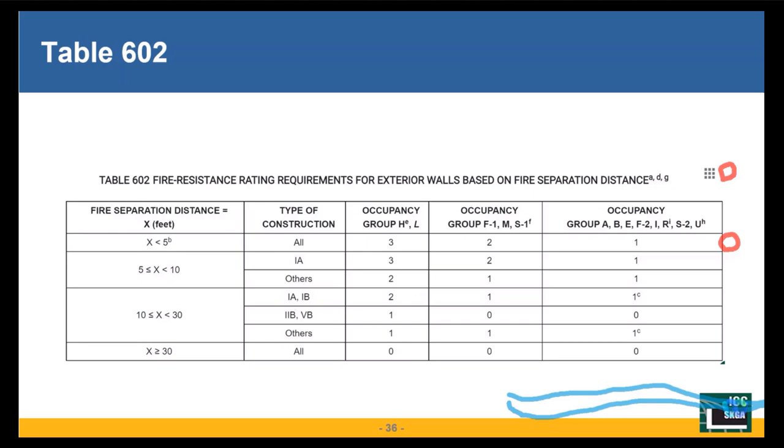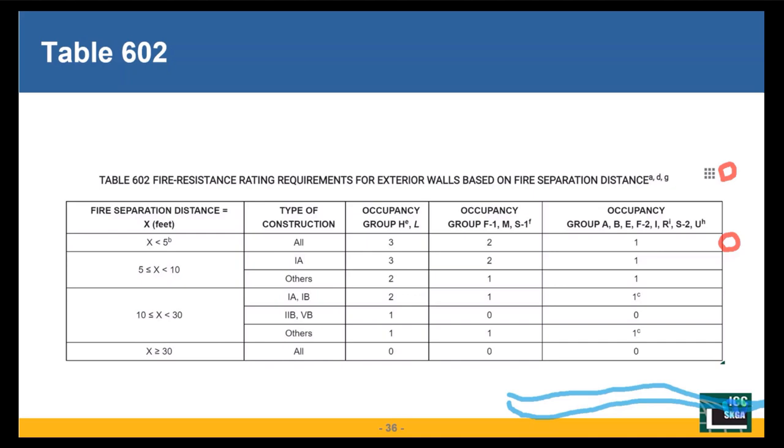So on the left side, you see if the fire separation distance is, for example, less than 5 feet, and for all types of construction, occupancy group H and L, and if the distance between the exterior wall and the next building or the property line, the rating must be 3 hours. For occupancy group F1, M, and S1, 2 hours. For the remaining occupancies is 1 hour.